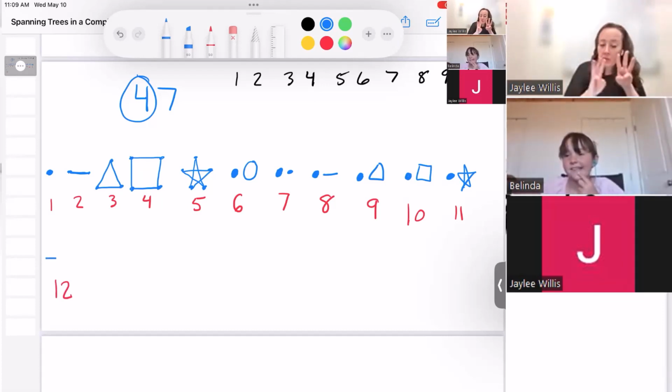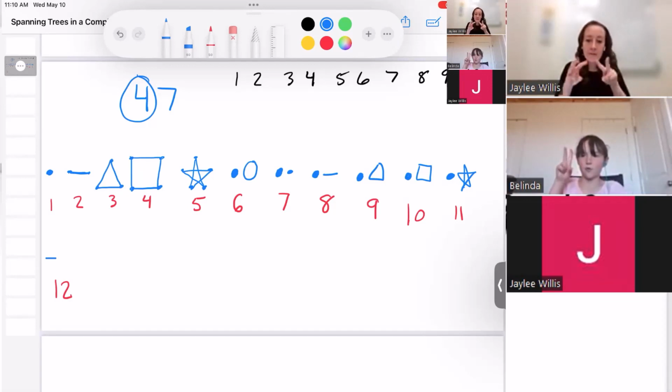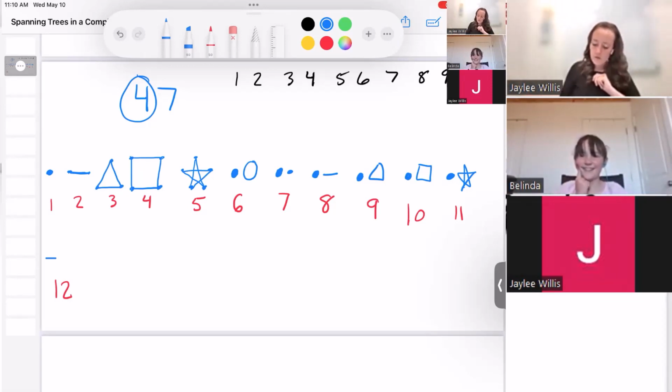So let's do it with our fingers. If we have 11 sheep, what do our fingers look like? How many fingers are you holding up? Wait, no. Let's see here. So the number 11, we're looking at the number 11. How many fingers do you have up? I would have 2.